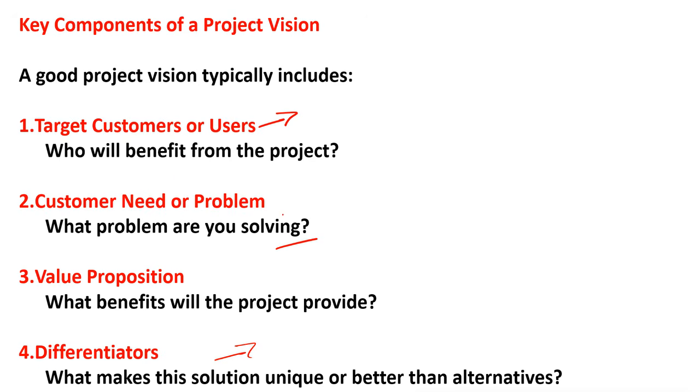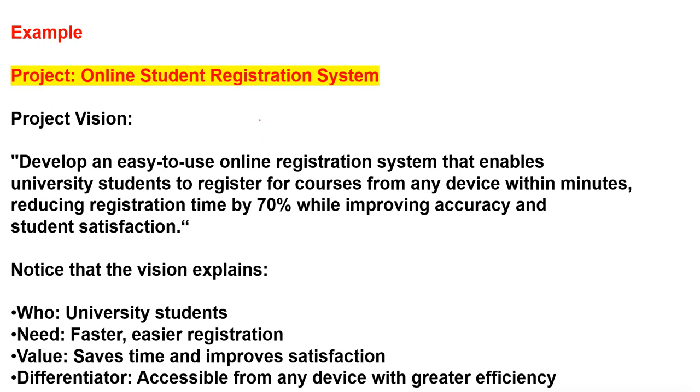So why we have selected that unique option. So these 4 points should be included in your vision statement: target customers, customer needs, value proposition, and differentiators. So here is a simple example. Suppose our project is an online student registration system. We have to make the vision statement. So keep in mind the previous 4 points we have to include in our project vision statement.